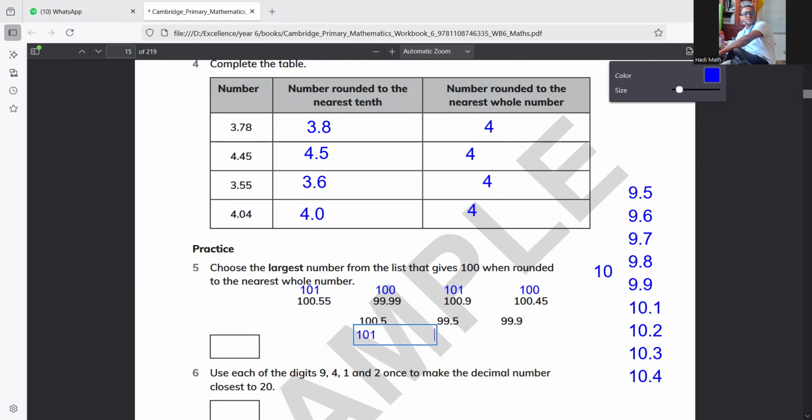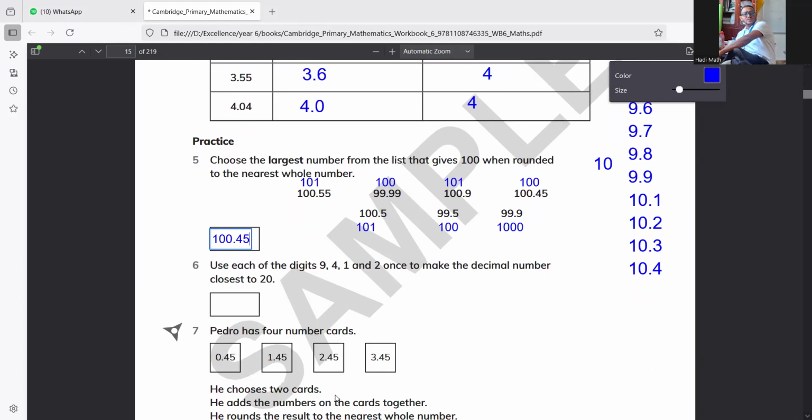This 99.5, the whole number is 99. Look on the right, there's 5. Add 1 to the 99, it's going to be 100. And this one also, 99.9. 99 is the whole number. On the right, you have 9. So add 1, it's going to be 100. The most common mistake is that people think 99.99 or 99.9 is the greatest number that rounds to 100. No, the greatest one that rounds to 100 is 100.45, because you need to compare between them and see which one is the largest.